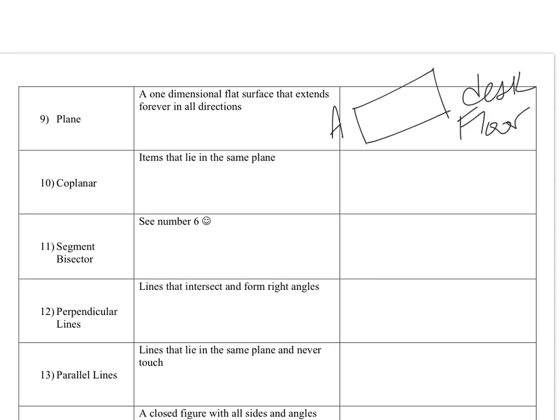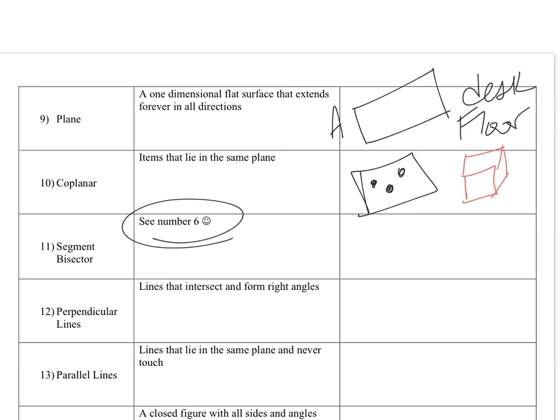Coplanar is items that lie in the same plane. Keep in mind that if we had points, we could make a plane, and there might be, in a three-dimensional object, different planes. So those would be non-coplanar. The next one is segment bisector. Sorry about this, kids. Notice it says number 6. So we did that one already.